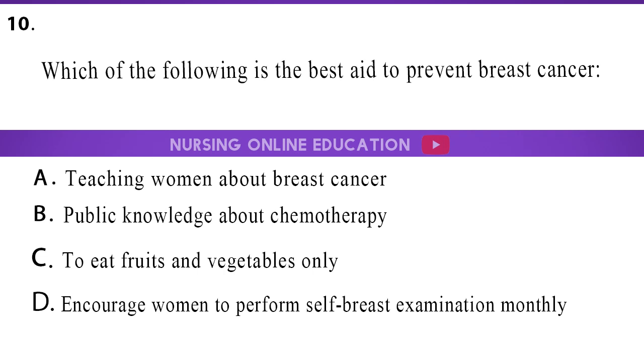10. Which of the following is the best aid to prevent breast cancer? A. Teaching women about breast cancer, B. Public knowledge about chemotherapy, C. To eat fruits and vegetables only, D. Encourage women to perform self-breast examination monthly. The answer is option D, encourage women to perform self-breast examination monthly.